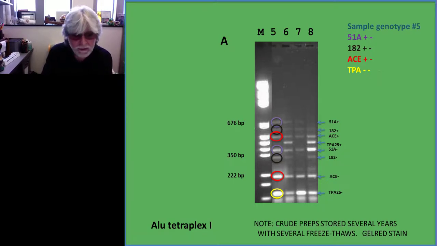Okay, so here's an example of the ALU tetraplex profiling system. Again, crude preps stored for several years. And so here is an example. Individual number 5 is heterozygous for locus 51. Okay, heterozygous for locus 182. Heterozygous for the ACE locus, and homozygous for lacking the ALU for the TPA locus. Okay, so I've presented the genotype for that individual. Individual number 6 is actually heterozygous for every single one and has 8 bands there.